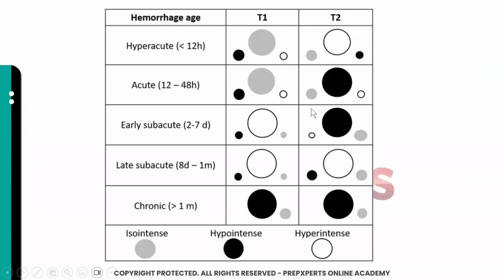Then this is a very important table to learn. This is another exam question. This is the age of the blood. You had a hemorrhage, you have a hematoma. Hyperacute blood is going to be iso on T1 and bright on T2. Then in the acute stage, within 1 to 2 days, it is again going to be iso, but on T2 it's going to be dark. Then in early subacute, within the first week, it is going to be T1 bright and T2 dark. Late subacute, both bright, and chronic, both dark.